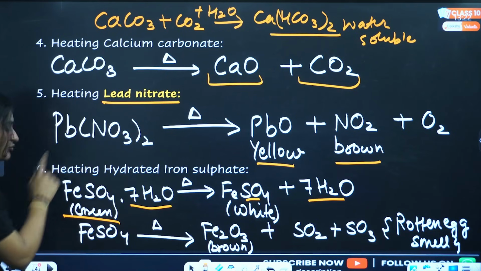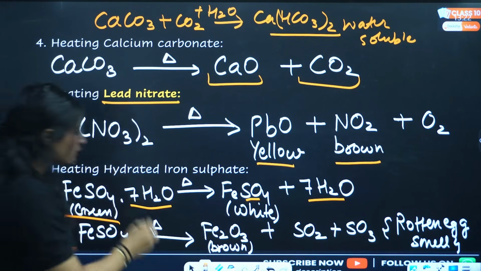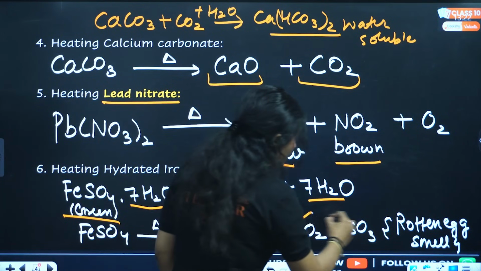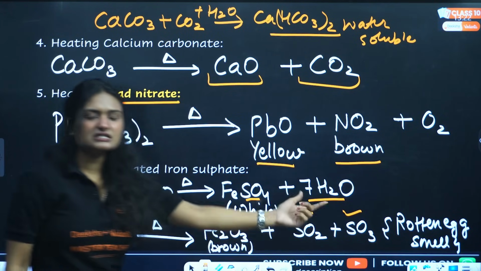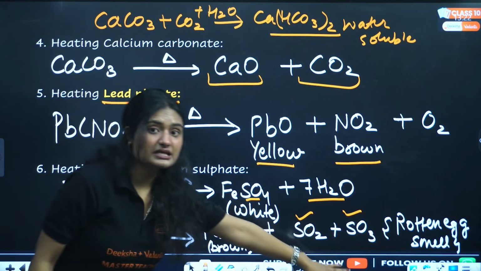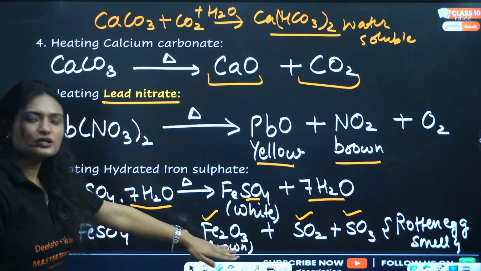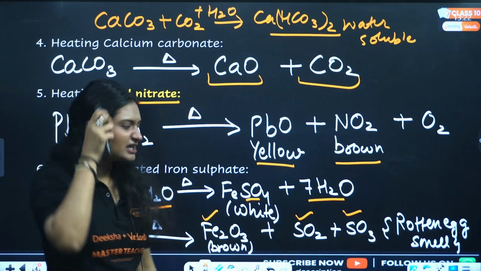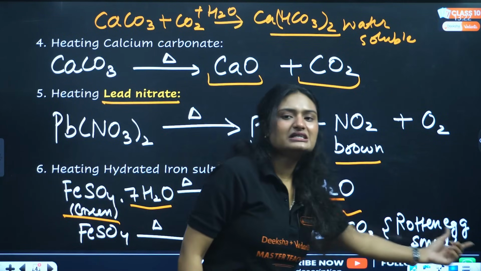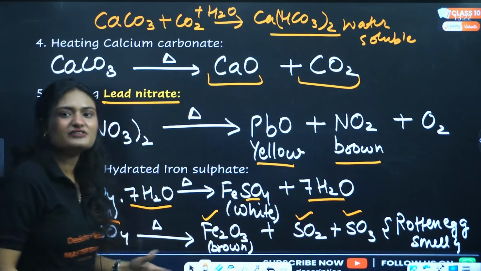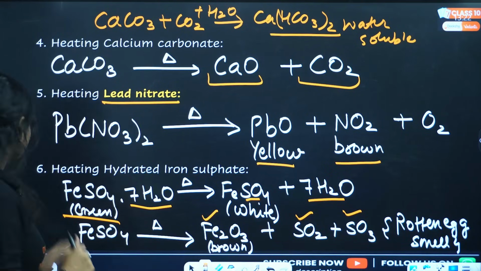Now if you further heat iron sulfate, what do you get? You get iron oxide, sulfur dioxide and sulfur trioxide. These are the oxides of sulfur and this is iron oxide. Iron oxide is brown in color, okay, and the oxides of sulfur have a rotten egg smell.